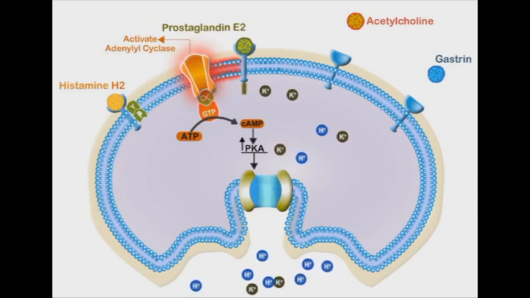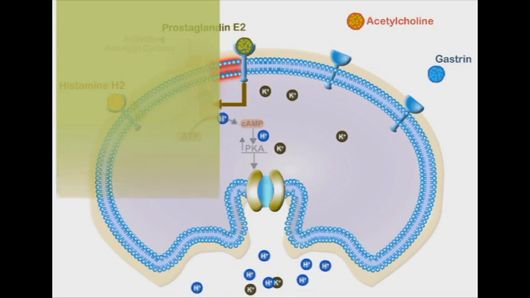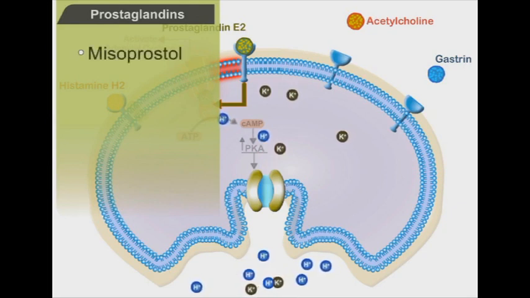Conversely, prostaglandin E2 molecules inactivate the adenylyl cyclase enzyme. Thus, it decreases the proton pump activity and gastric acid secretion. The main example of a prostaglandin agonist is misoprostol.